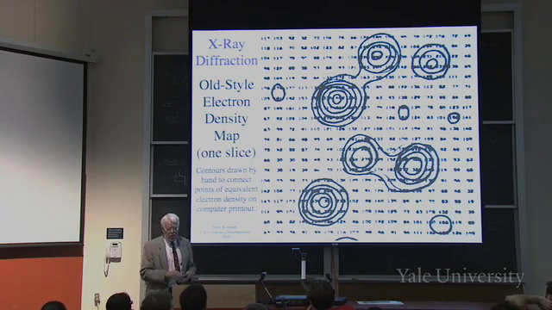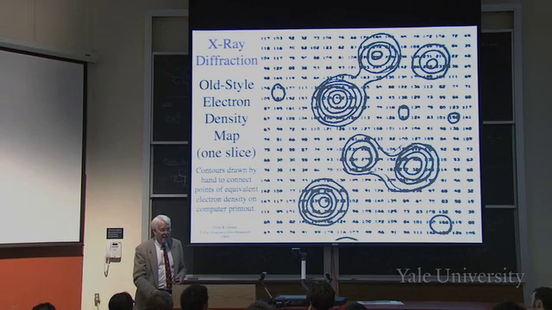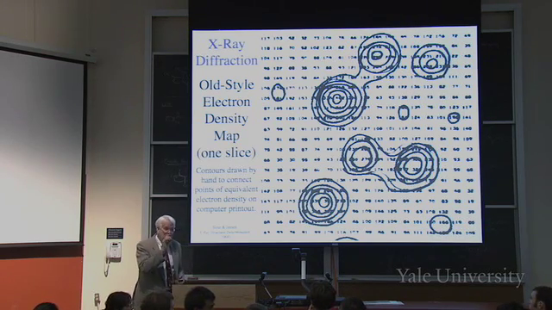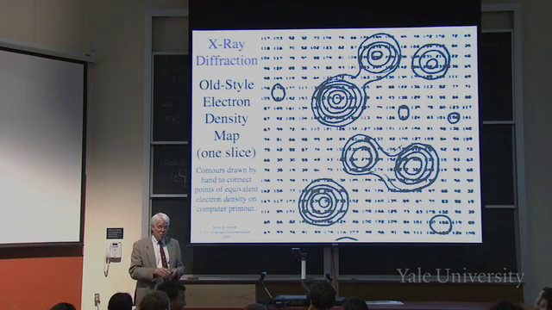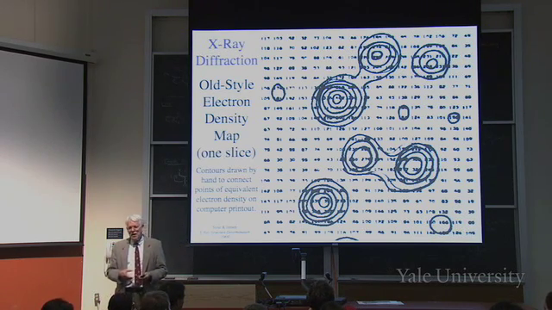Why don't you get the nuclear positions? Why do you get the electron positions? Alex? Yeah, the nuclei are too heavy, so they don't vibrate, so they don't function as an antenna to give off the new waves the way the electrons do. Okay, so you get a result which you can plot on a map.